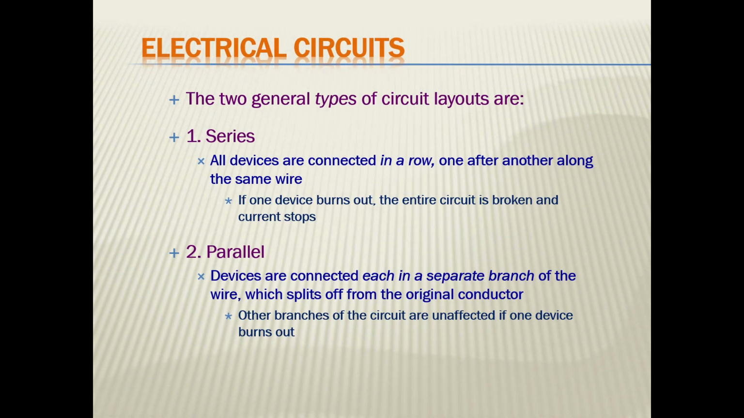So there are 2 general types of circuits. I mentioned parallel already, but let's go through these. So the first type is called series. All devices connected in a row, daisy-chained, one after the other along the same wire. The downside to that, if there are any upsides, is you lose one device, you lose them all, because losing one device is equivalent to flipping the switch to the off position, or it's equivalent to making a break in the circuit. An open circuit exists when one device burns out.